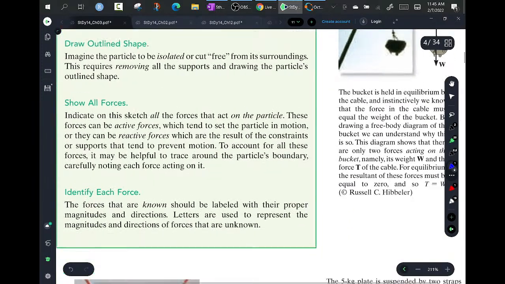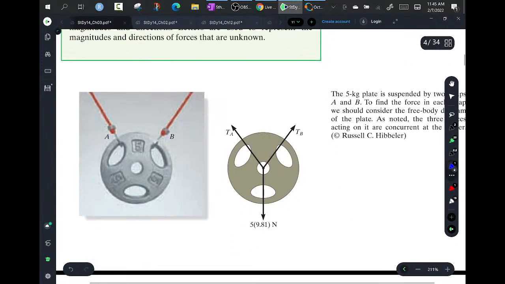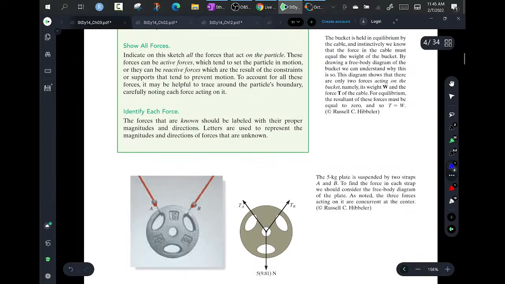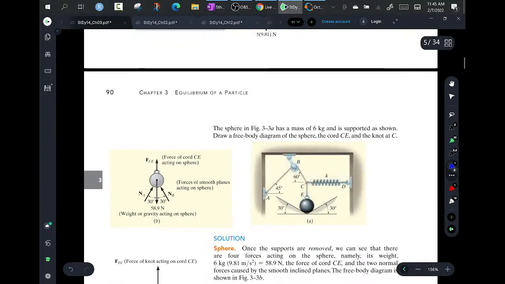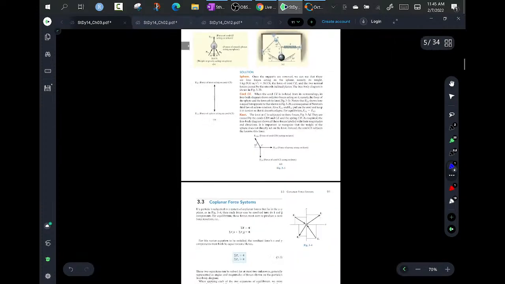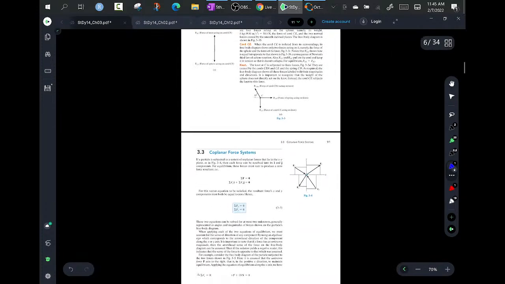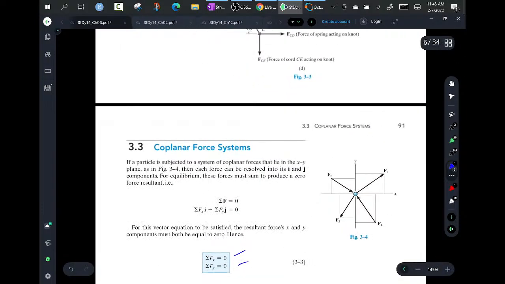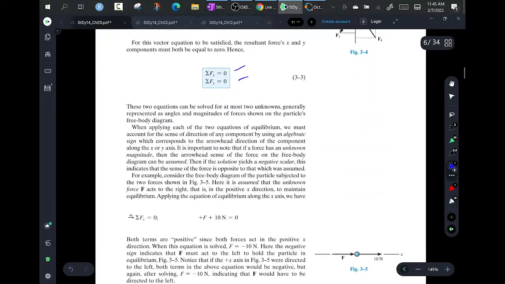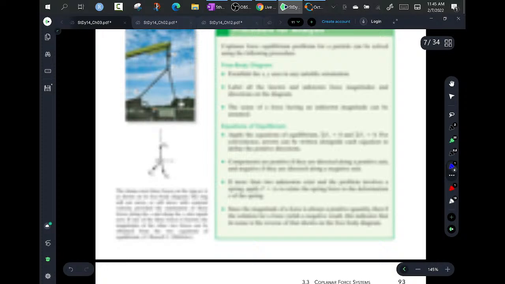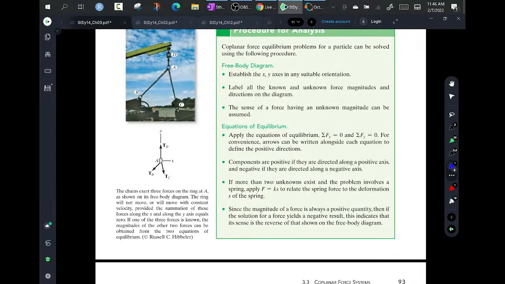I got 5 more minutes. Now, the other thing he talks about is something called a free body diagram. Let's see, where is he actually? He's not talking about it yet. Okay, now he's talking about coplanar forces, the X and Y. Nothing new there. Okay, free body diagram.